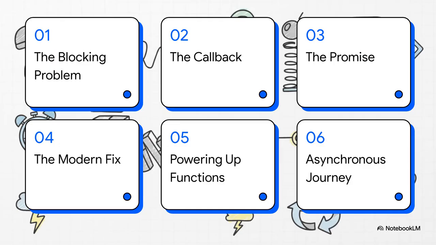Well, to figure that out, we're going to follow the exact journey developers took. First, we'll dig right into the root of this blocking problem. Then we'll look at the first attempted fix, callbacks. From there, we'll see how that evolved into something much cleaner with promises. And finally, we'll land on the modern, elegant solution that is the standard today. So let's get right to it.